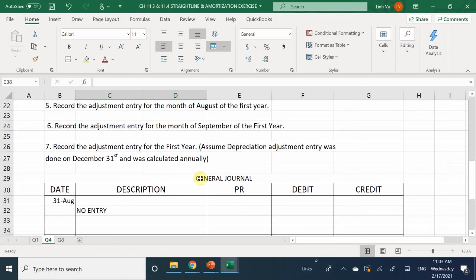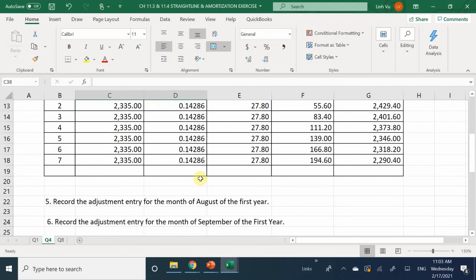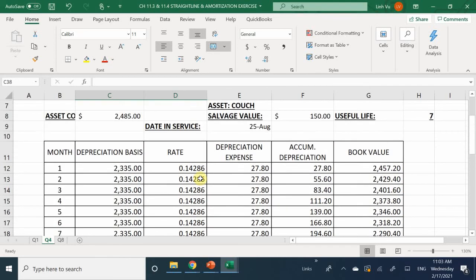Just like the previous questions that I've done before, I'm assuming that the depreciation is done at the end of the year. In this case, I've calculated for the month. So how do I determine it if I wanted it to be done at the end of the year versus at the end of the month?